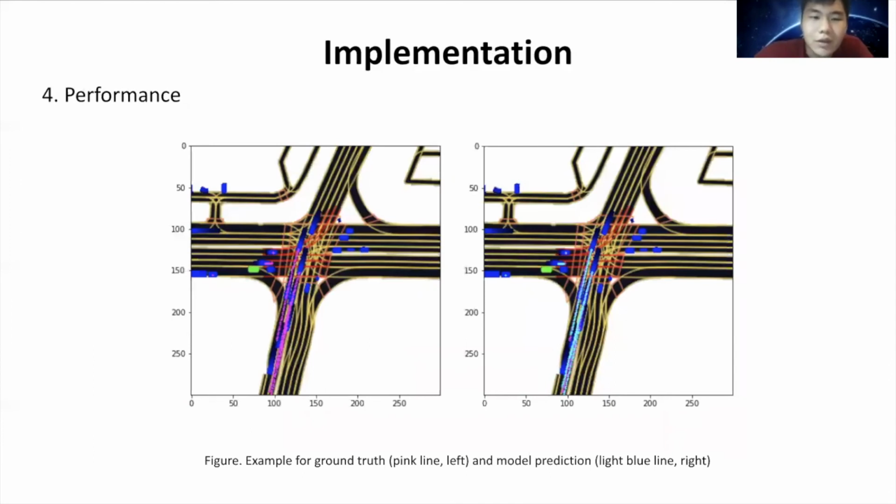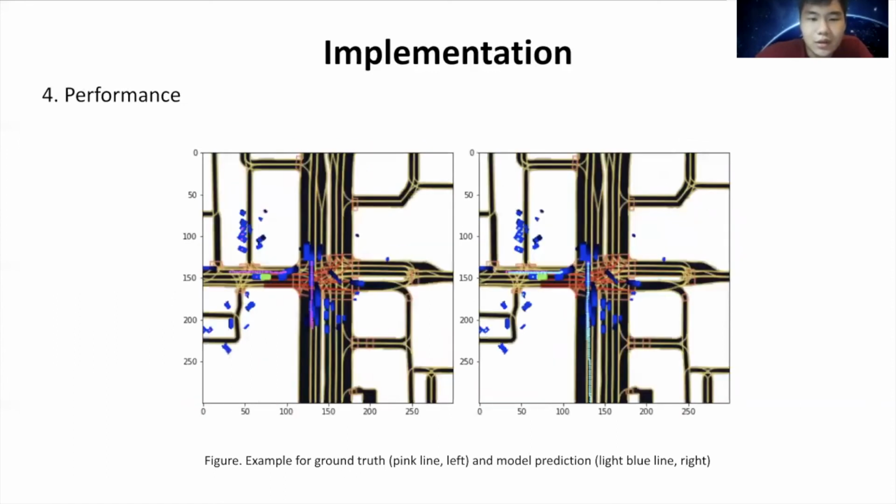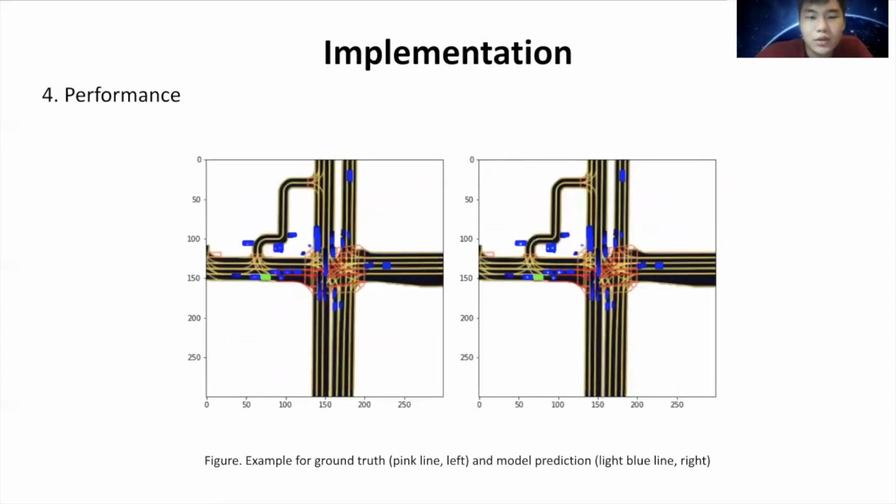Next. After that, we visualize the result. You can see the picture. The pink trajectory is the ground truth trajectory, and the blue trajectory is the predicted trajectory. The prediction is very good in straight lines. Next. The performance is also very good in curve lines. Next. Also very good in stop signs.